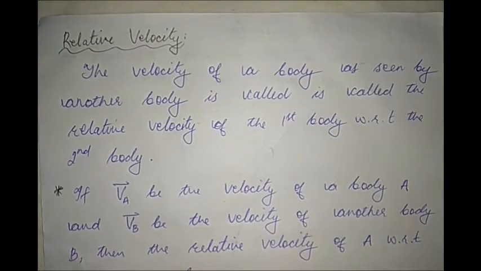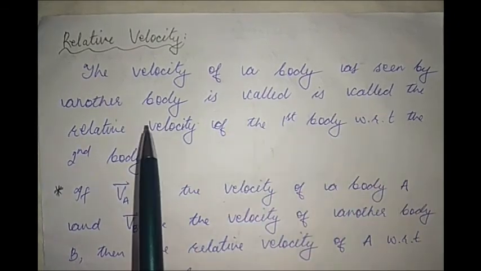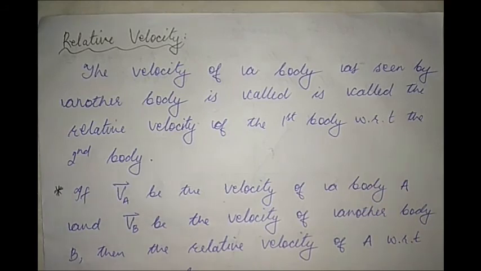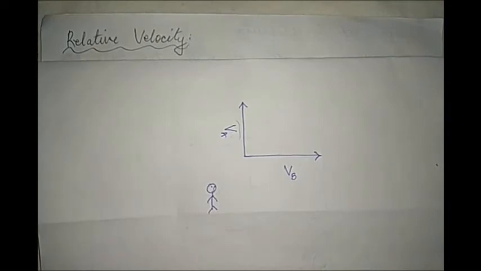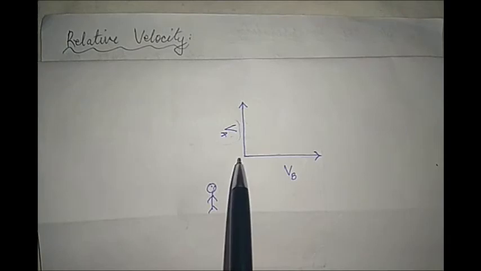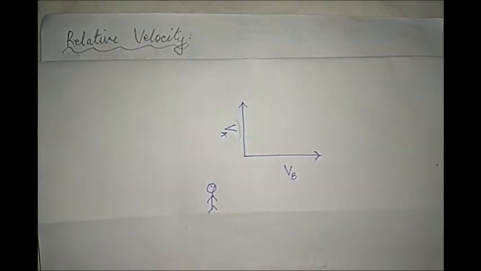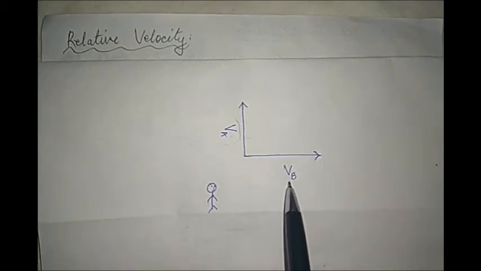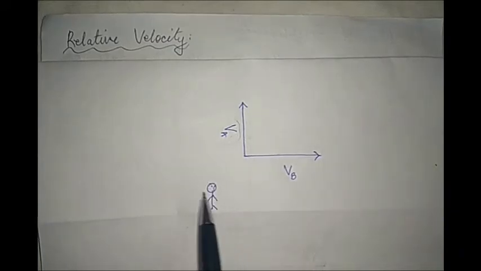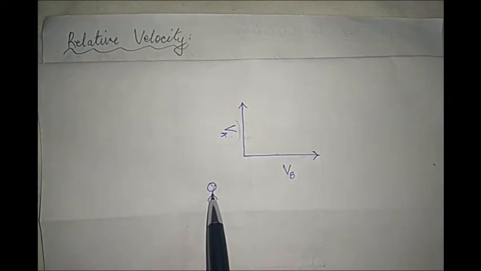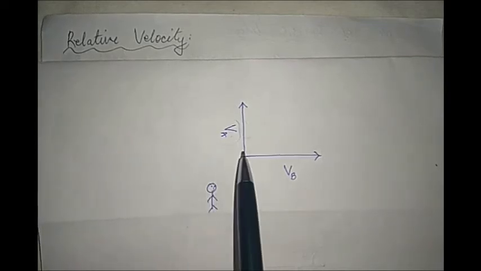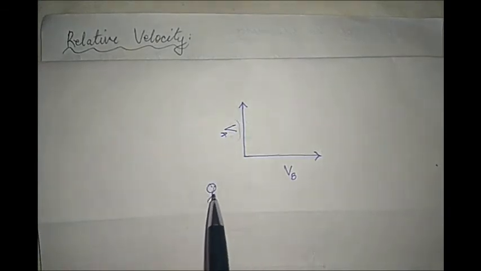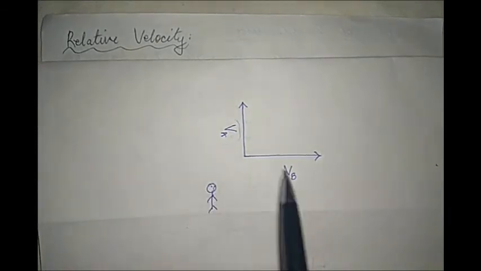So finally, how do we define it? The velocity of a body as seen by another body is called the relative velocity of the first body with respect to the second. To explain it in even simpler words, say you move in a car towards the north and the car is moving with velocity VA, and your friend moves in another car towards the east and the velocity of the car is VB. So when this stationary man looks at you, he will see you moving towards the north with a velocity VA. When this man looks at your friend, he will see your friend moving towards the east with a velocity VB.